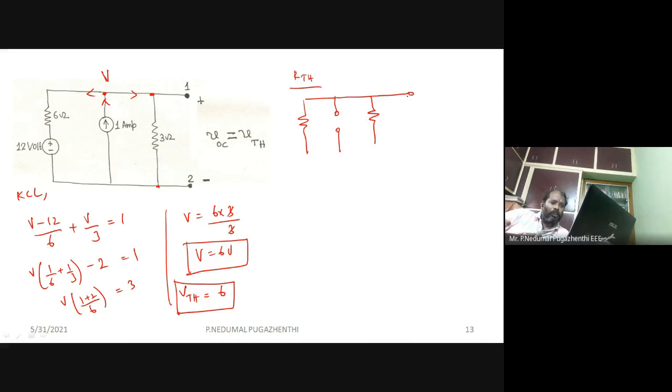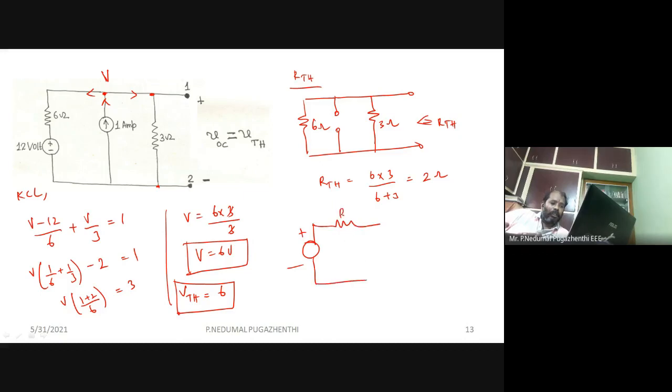So this is my RThevenin. So 3 and 6 ohm. What is my RThevenin? These two are in parallel, so 6 into 3 divided by 6 plus 3, so 2 ohms. VThevenin is equal to 6 volt, RThevenin is equal to 2 ohm. So possibly my RL should also be 2 ohms. Okay, RThevenin is equal to RL is equal to 2 ohms.